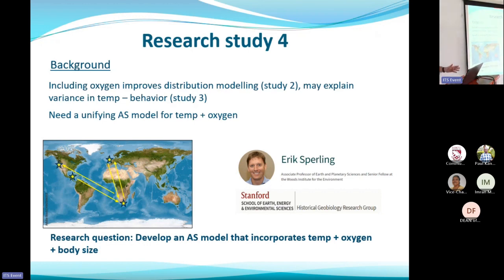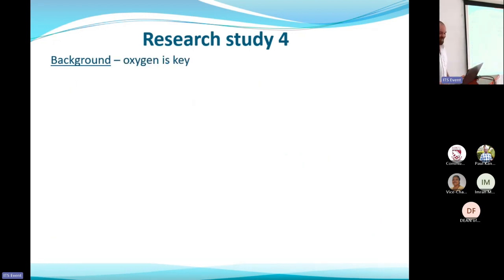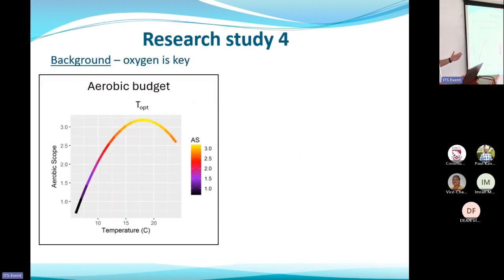And so I thought, okay, I'm going to develop an aerobic scope model that incorporates temperature and oxygen and body size and explains the distribution of life in the ocean. That was the goal. So you can see why it's important here with these figures.